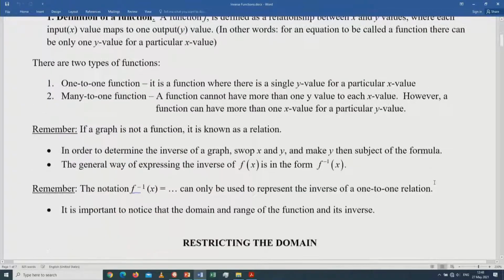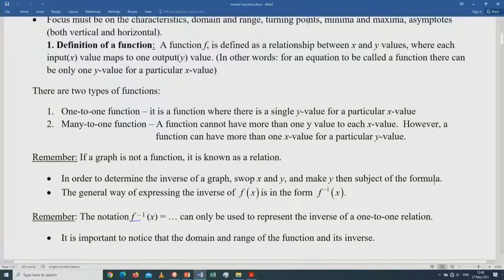What do we understand by the word function? A function, f, is defined as a relationship between x and y values, where each x value maps to one y value. That's why in brackets I have written, in other words, for an equation to be called a function, there can be only one y value for a particular x value.